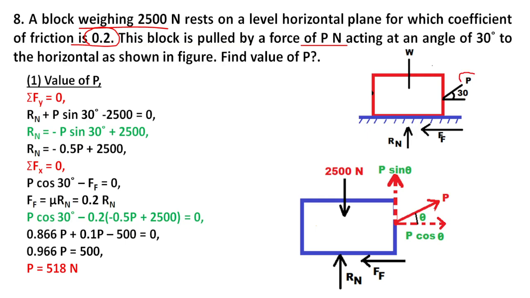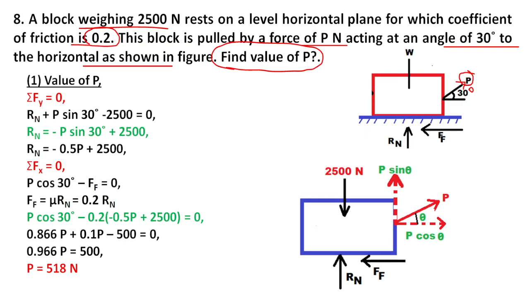The force is pulled in the forward direction by a force of P Newton acting at an angle of 30 degrees to the horizontal, as shown in the figure. Find the value of P.